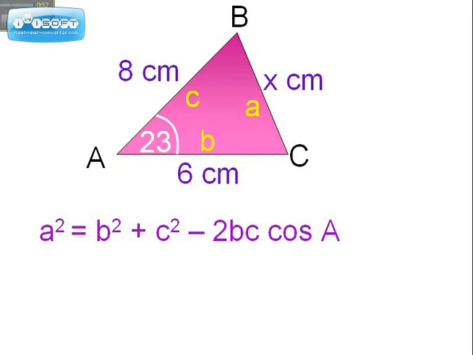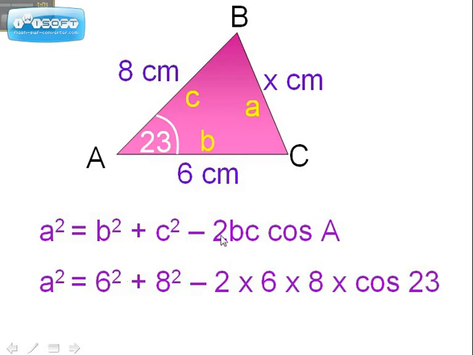As soon as you have your formula, you can just pop the numbers in. So b we can see as 6, c we can see as 8, and pop it in. Just be very careful here. 2bc means 2 times 6 times 8, and because there's nothing written here, it's also a times.